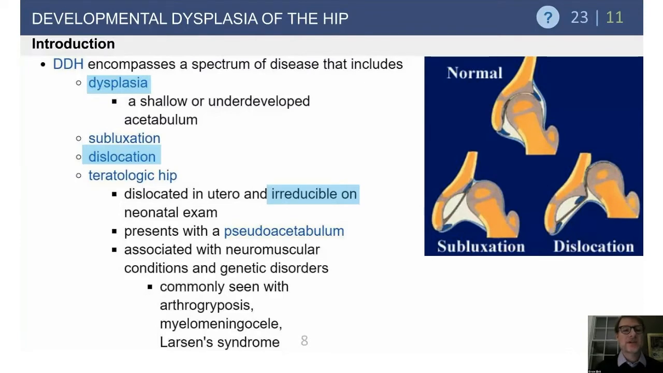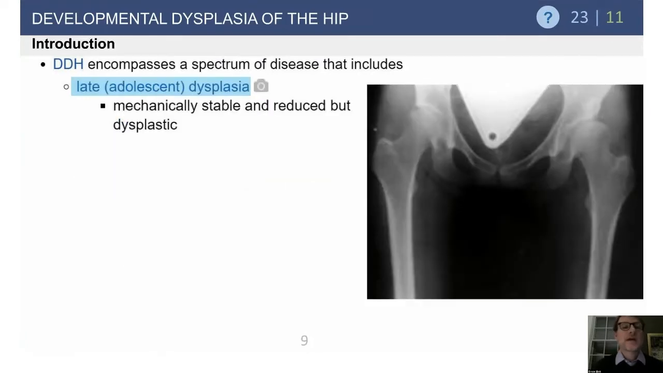And teratologic hips are hips that are basically irreducible on exam. These are the most severe hips. The babies are born with the hips dislocated, and oftentimes they don't reduce, and there's a pseudoacetabulum. This can be seen in common genetic diseases. So again, as I mentioned, it encompasses a spectrum of disease, including this skeletally immature dysplasia, which a lot of times you can't pick up in childhood even with screening.